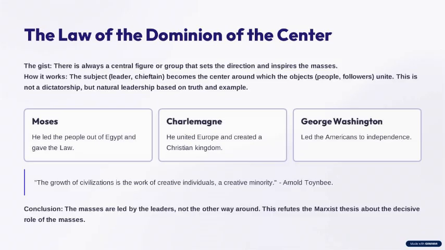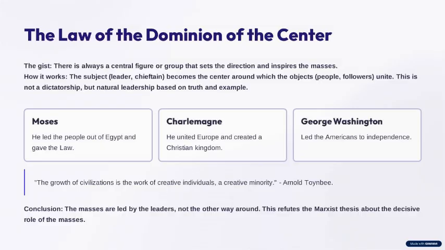The second law of creation is the law of dominion through the center. It states that in any process, there is always a central person or group that sets the direction and inspires the masses. This is not about dictatorship or totalitarianism. This is about natural leadership based on truth, example, and service.